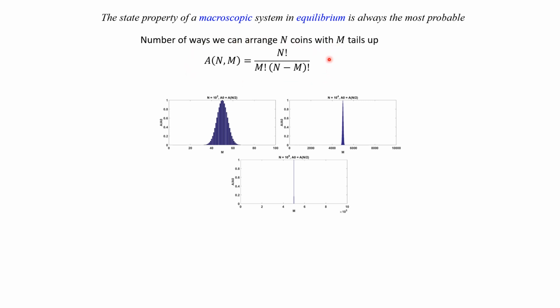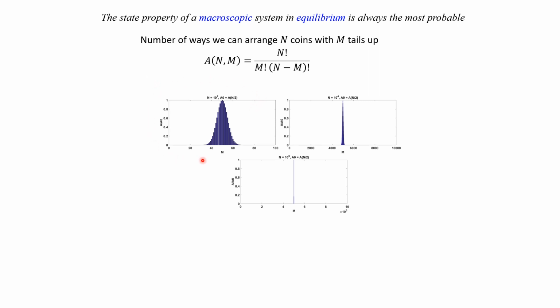So from combinatorial analysis, we can find that the number of configurations, the number of ways we can arrange n coins with m tails up, is given by this equation, where this is the factorial. We're not going to discuss this equation. We're just going to use it. So here we have three examples for a different number of coins, and we have normalized histograms. So in all cases, we normalized the histogram to the peak just to make it easier to see.